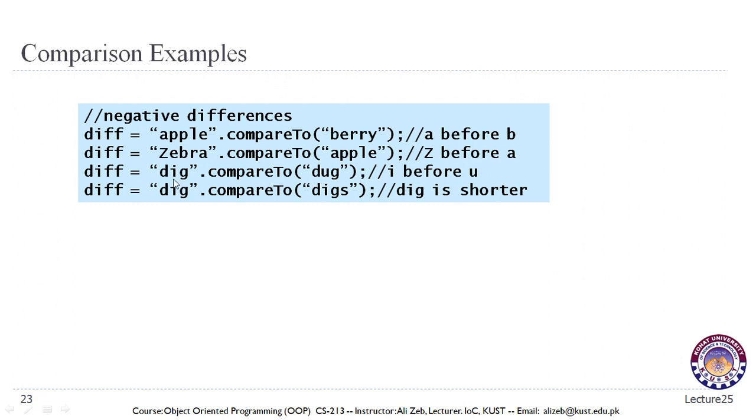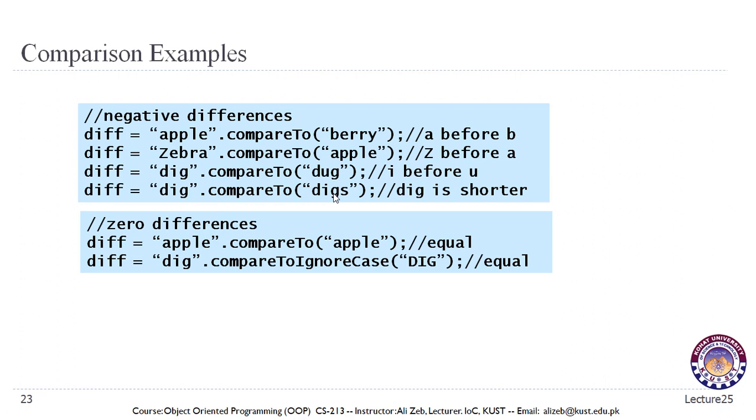And if you have like D and D, these are the same, but you can see that DI should come before DU. Similarly, if you have a bigger number, digs is bigger, although the rest of the spellings are the same, digs is bigger.